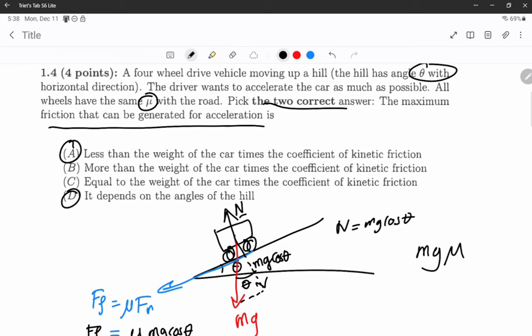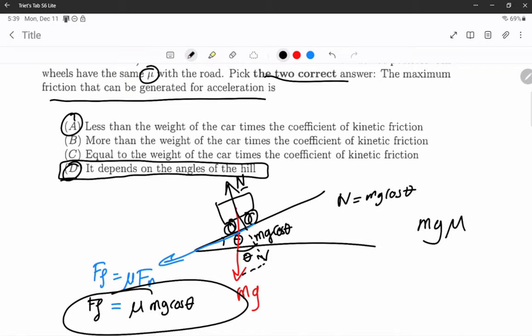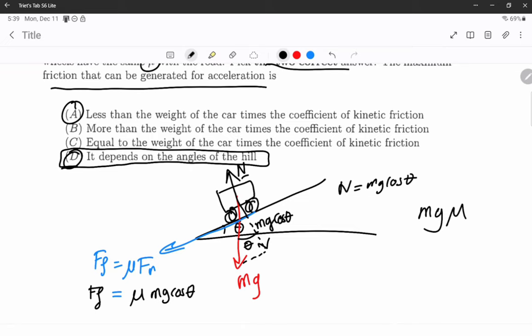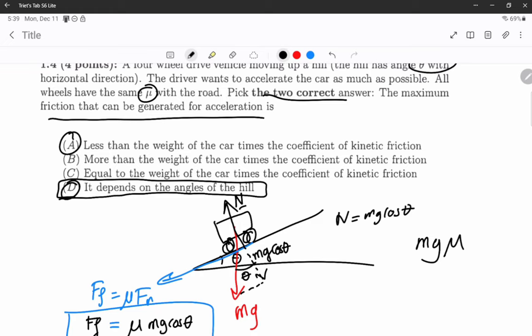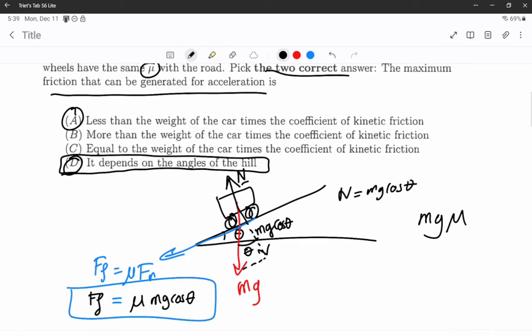So we have D is absolutely for sure correct, right? Depends on the angle of the hill. That is for sure. The friction does depend on the angle, because in the equation itself we have mu mg cosine theta, so theta is in the equation, so it does depend. So D is absolutely correct. The only thing left to debate is whether it's less than, more than, or equal to. And that's the problem, right? We have cosine function bounded between negative 1 and 1.